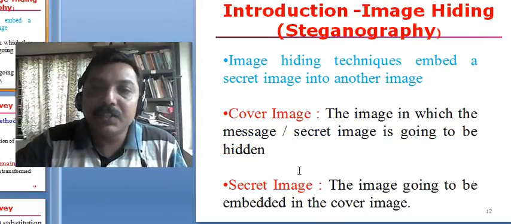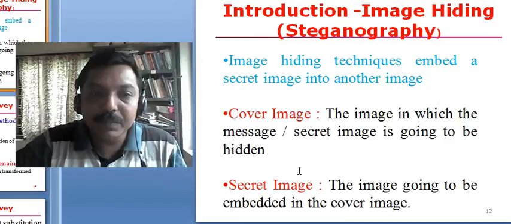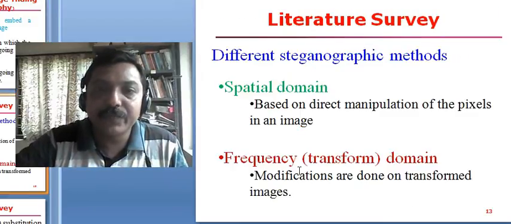And in every image hiding technique, there exist two images. One is known as the cover image, and the other one is known as the secret image. The cover image is nothing but the image in which the message or the secret image is going to be hidden. And the secret image is the image going to be embedded in the cover image.